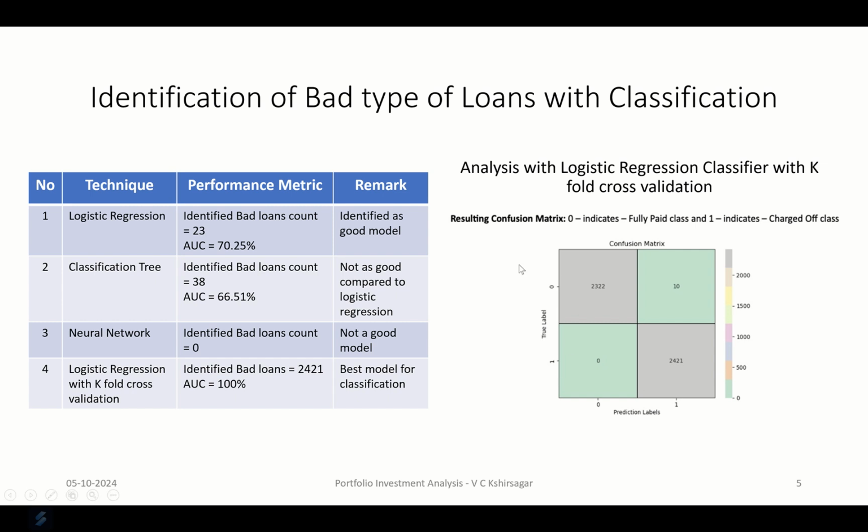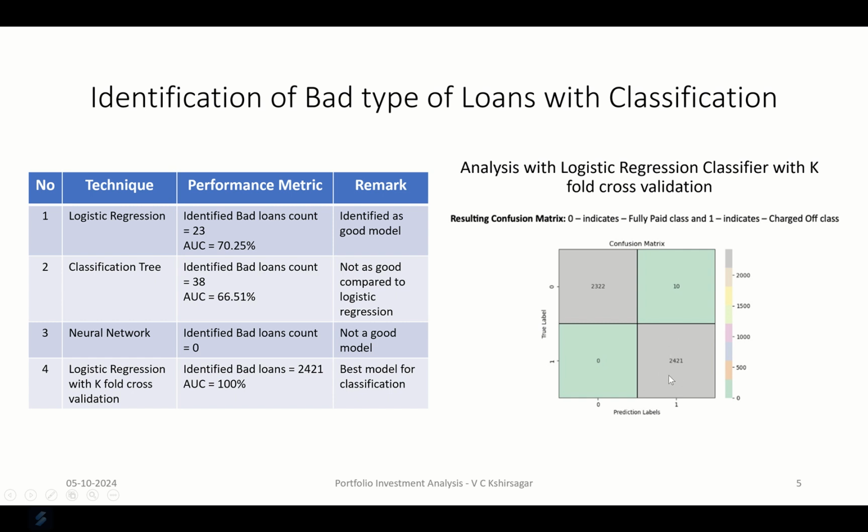On the right hand side, we also observe the graph of the confusion matrix, where the zero category indicates the fully paid class and the category 1 indicates the charged off class. Now the class of interest over here is the charged off class, which indicates that these are the default borrowers, right?